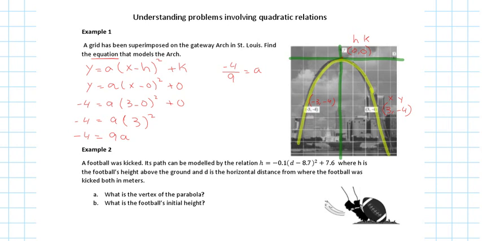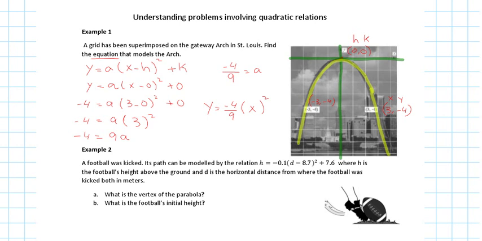So y equals negative 4 over 9. What's x minus 0 squared? X squared, that's it, right? So I have x minus 0 squared, so that's x squared, and then plus 0. I don't have to include that. So my equation is going to be y equals negative 4 over 9 x squared. Okay? Does it make sense?